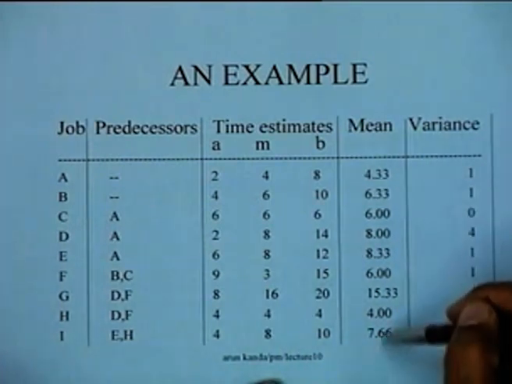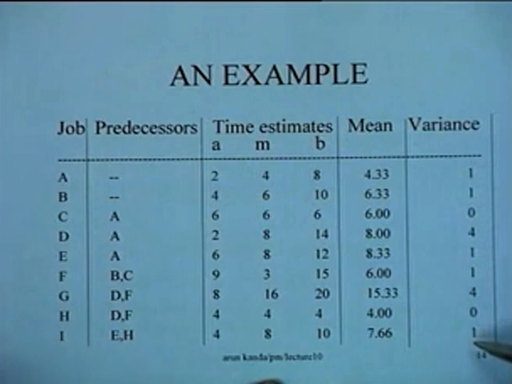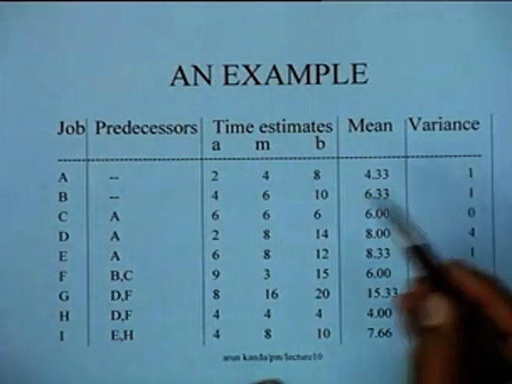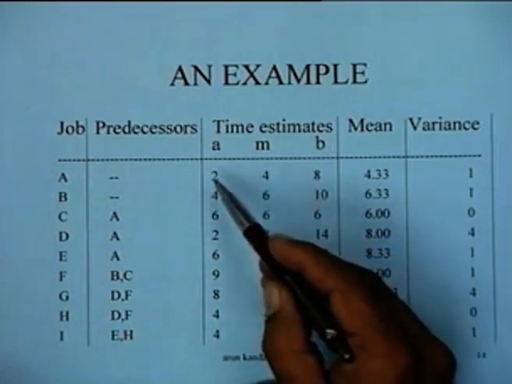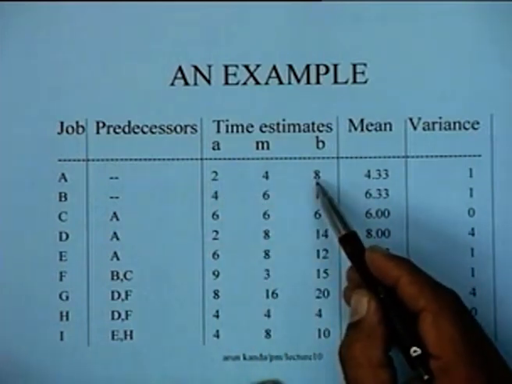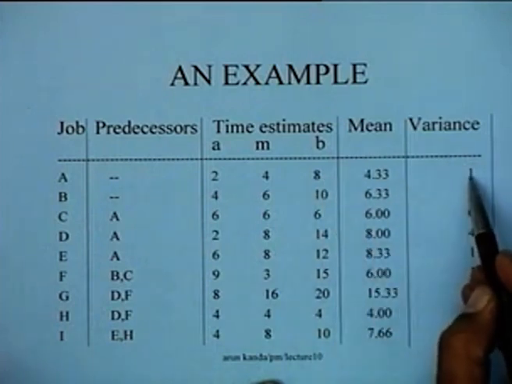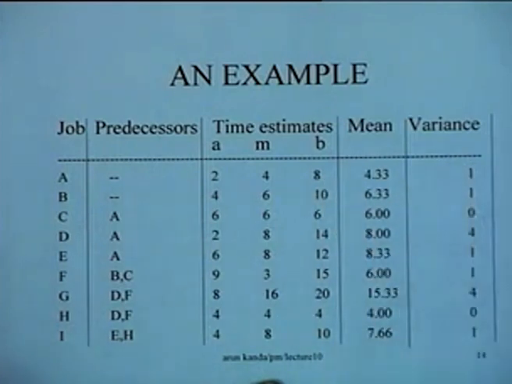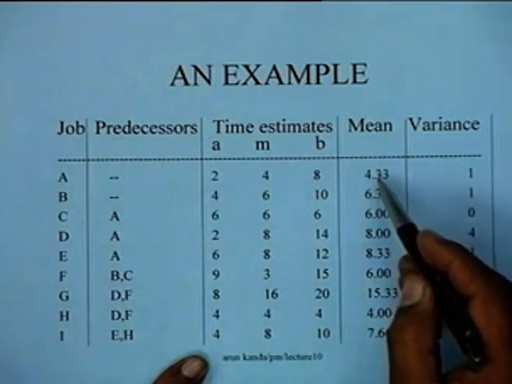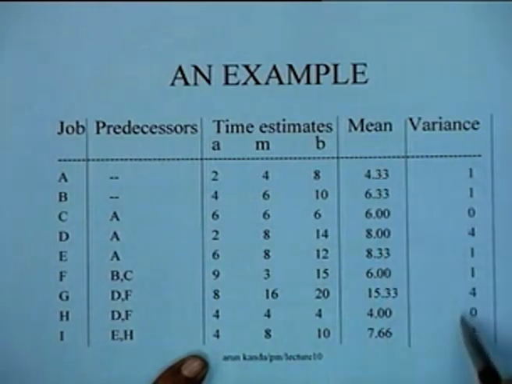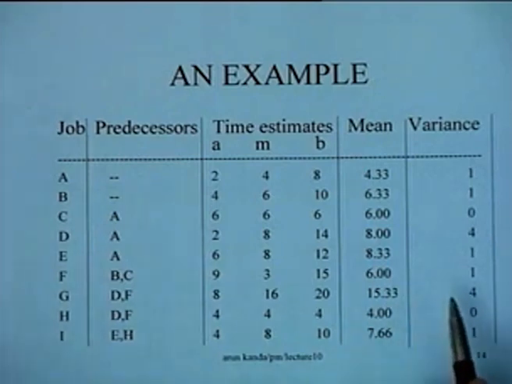So you get the means and you get the variances for each activity. The variance for each activity, for instance, is nothing but (b minus a) divided by 6 would be the standard deviation. Square of that is 1, which is the variance. Similarly, the variances for the various activities in this example would be simply worked out as shown in this table here. So step 1 is to compute the means and the variances of the activities, which can be very easily done.